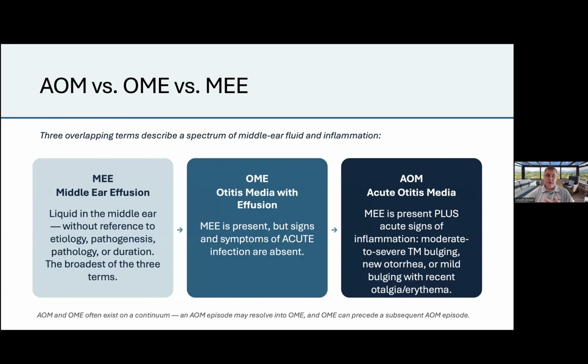As I said, it's on a spectrum. It starts with middle ear effusion. It turns into an otitis media with effusion, but acute signs of infection are absent. And then it transitions into acute otitis media, bulging membrane, erythema, pain, and kids can fluctuate back and forth on this spectrum.